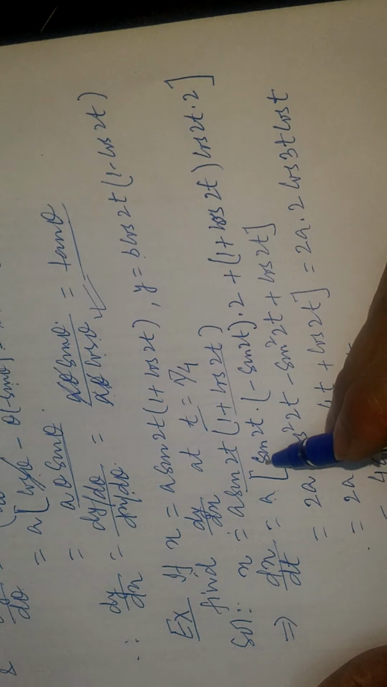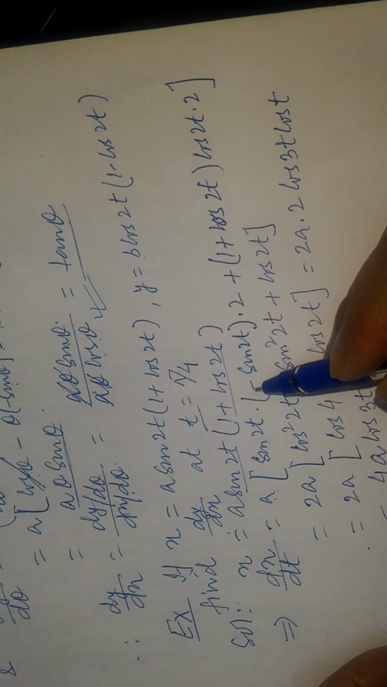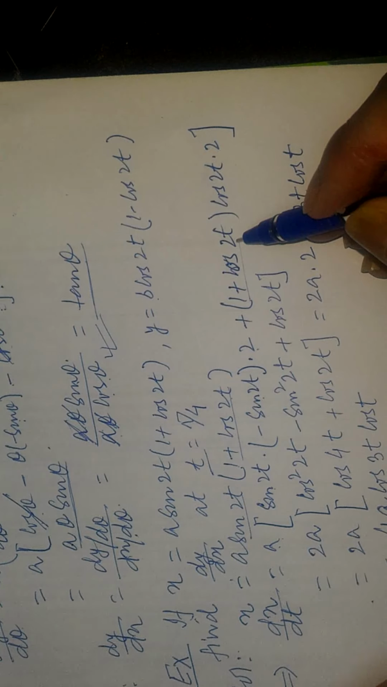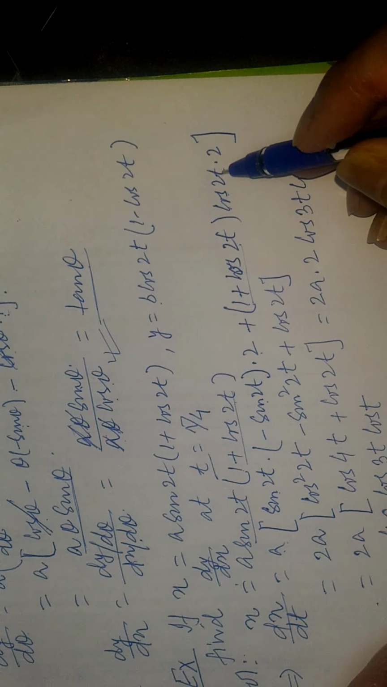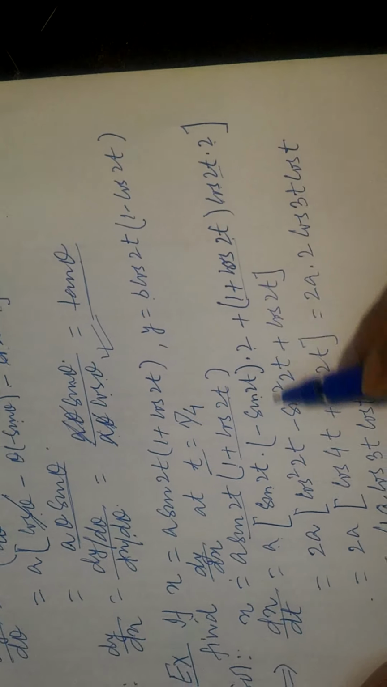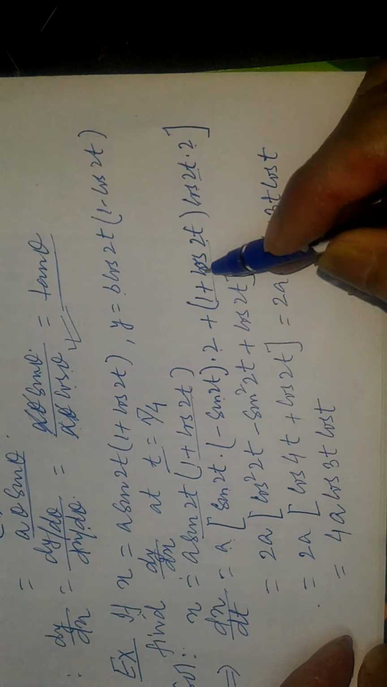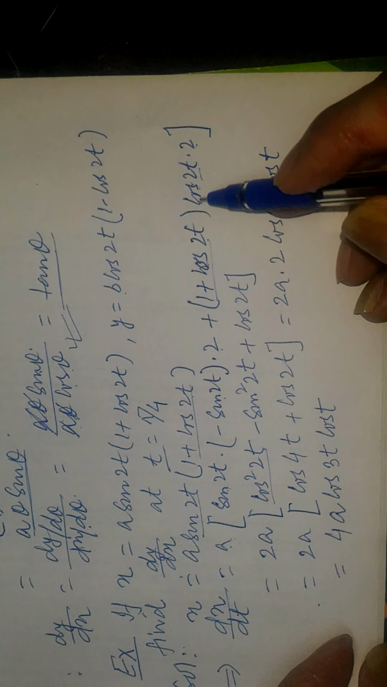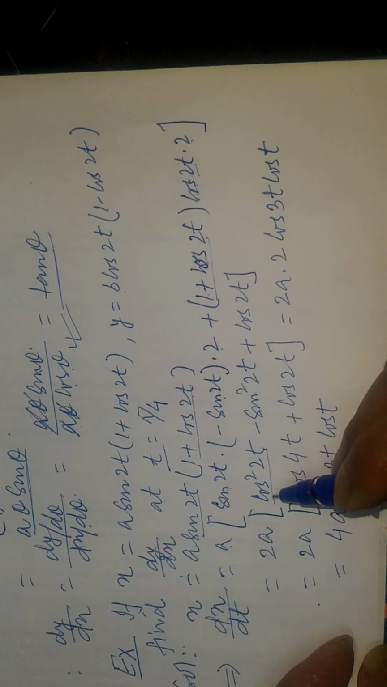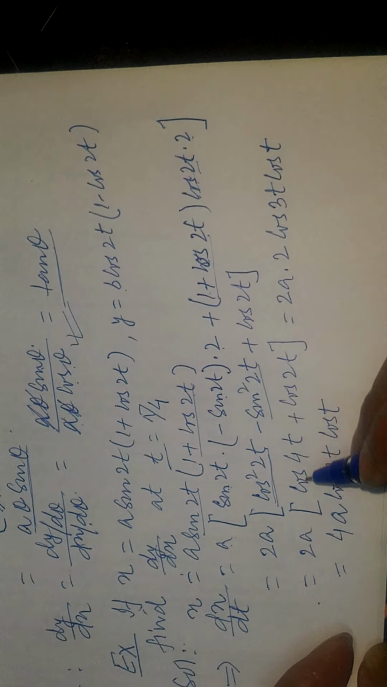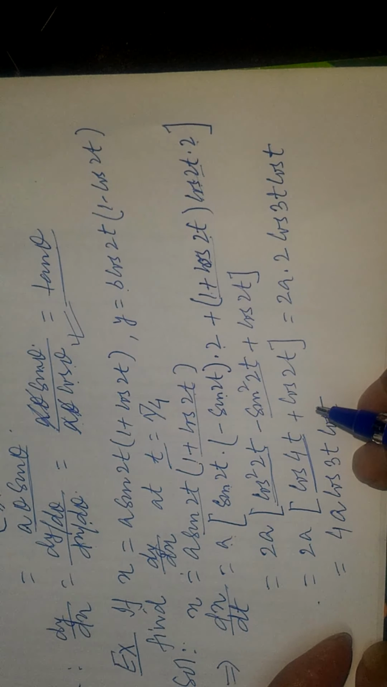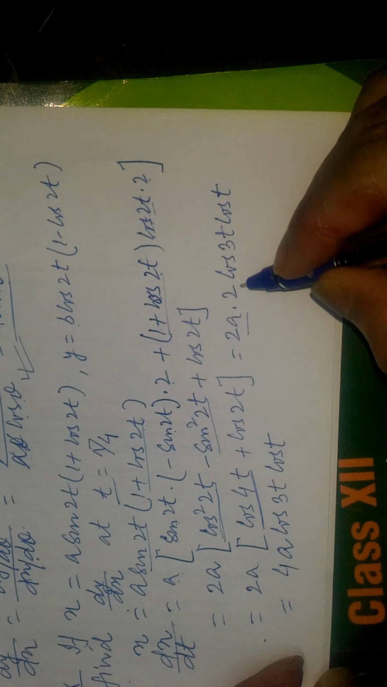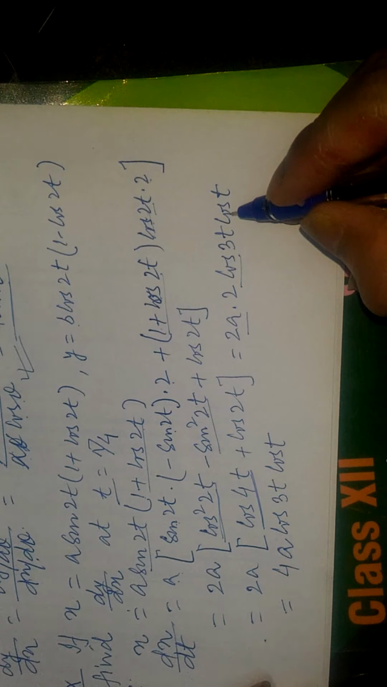So a, first function sin 2t, derivative of 1 is 0 and derivative of cos 2t is minus sin 2t into 2, times the second function 1 plus cos 2t. Derivative of sin 2t is cos 2t and derivative of 2t is 2. So you are finding, take 2 out, cos into cos is cos square 2t, sin into sin is sin square 2t, and cos 2t into 1 is cos 2t. And you know cos square x minus sin square x is cos 2x. So we can write this as cos 4t and then cos 2t. So you are getting 2a, 2 cos 3t cos t.